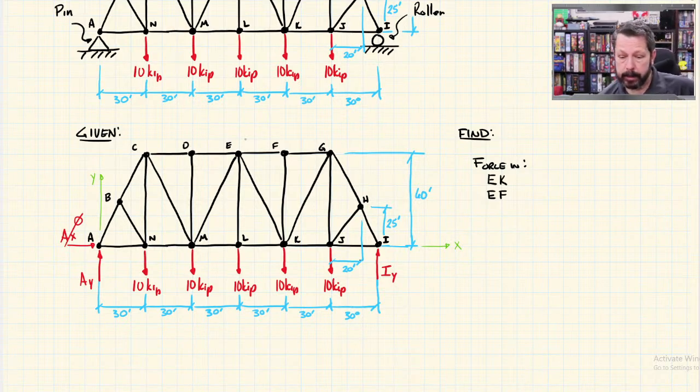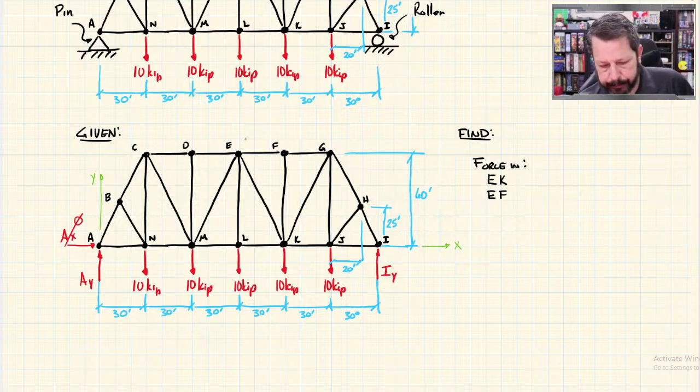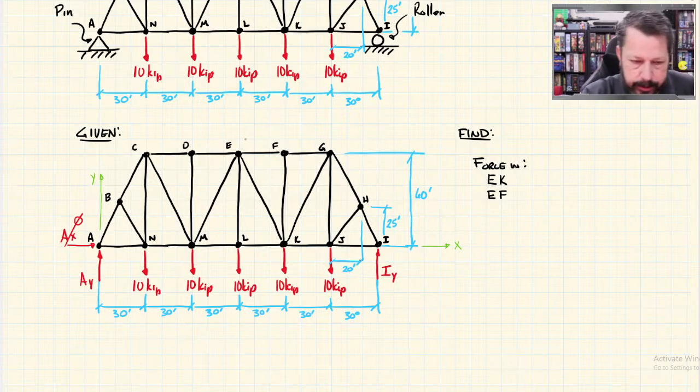So we could do that with method of joints. We could find our external reactions, start at I or A, and work our way, maybe start at L, and work our way towards EK and EF. So we could do that. So these are the two. We want to know that one, and we want to know that one.